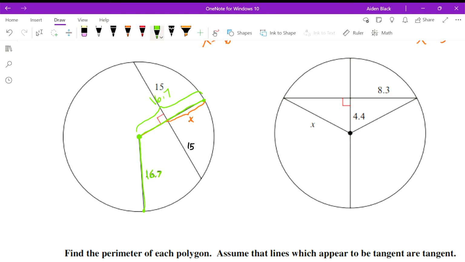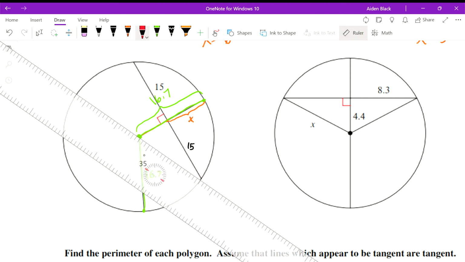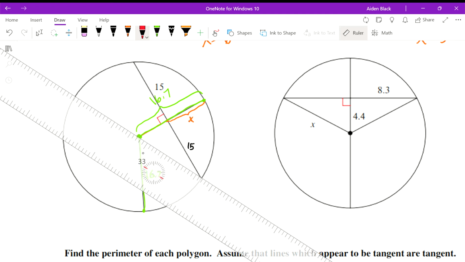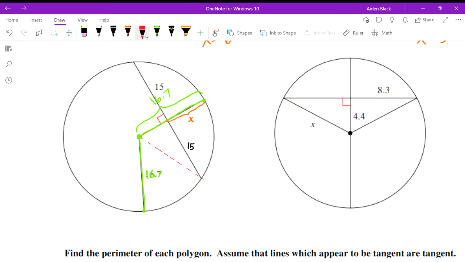Now, these problems nearly always require that we draw an auxiliary line right here so that we have a right triangle we can deal with and use the Pythagorean theorem to solve. So here we are. We know this length because, again, this is from the center of the circle to the circle. So this also right here is 16.7.